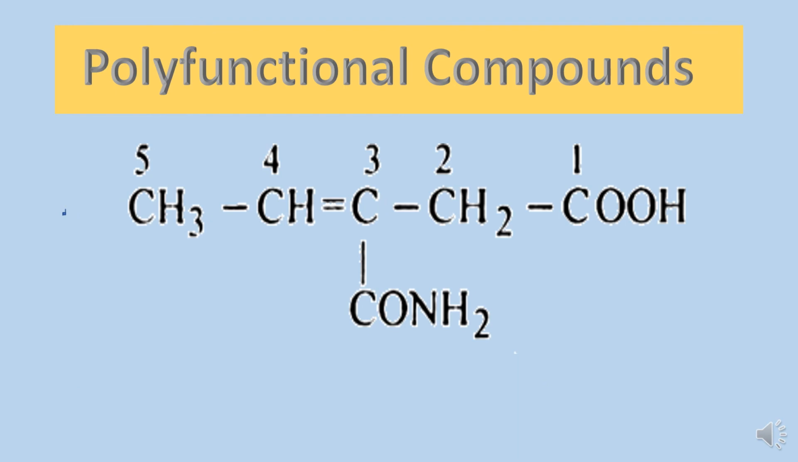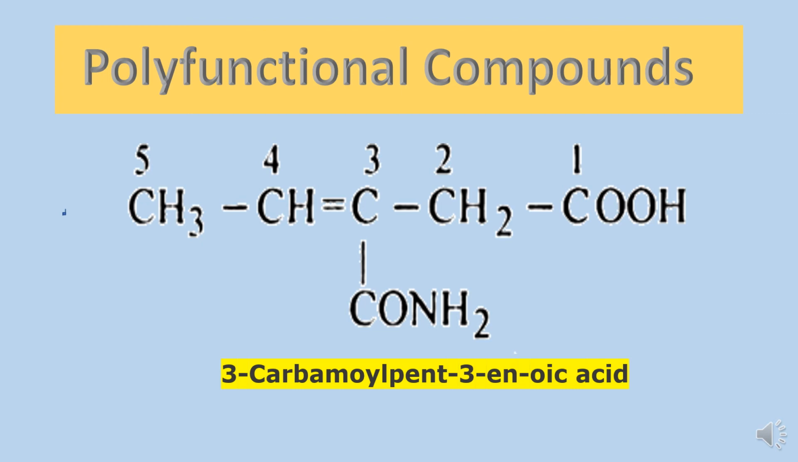Polyfunctional compounds. Next in this series we have one compound having COOH group and amide group. So out of these two groups, carboxylic acid will be chosen as the principal functional group, and we'll select the chain including the double bond in preference to the other group, which is considered as a substituent, because we need to give preference to double bond over this group. So we'll select the chain of 5 carbon atoms, and the first number will be given to the carboxylic carbon, and the name of the compound will be 3-carbamyl pent-3-enoic acid.